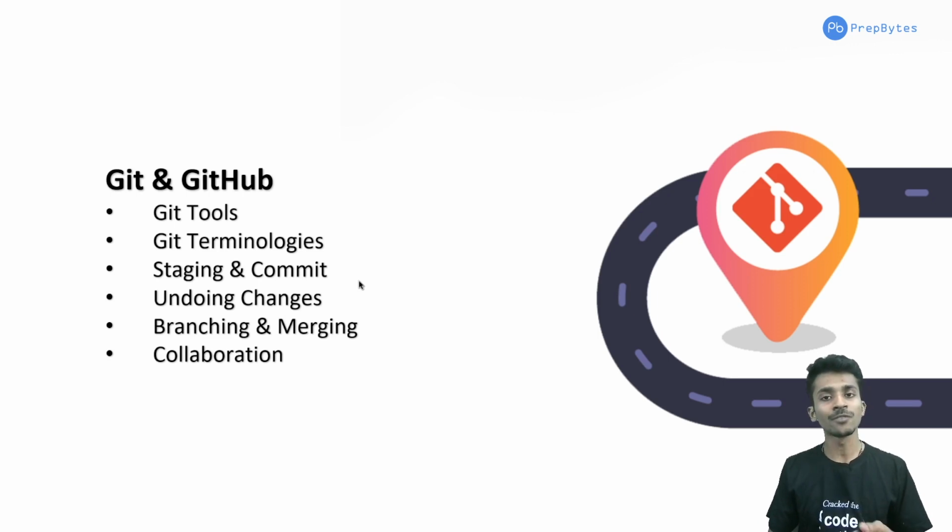So you'll have to get familiar with the Git tools, the various terminologies, how to stage and commit, undo changes, branching, and at the very end, how to collaborate. Now, Git and GitHub, regardless of whichever tech stack you're working in, is a really important skill set to have. All right.